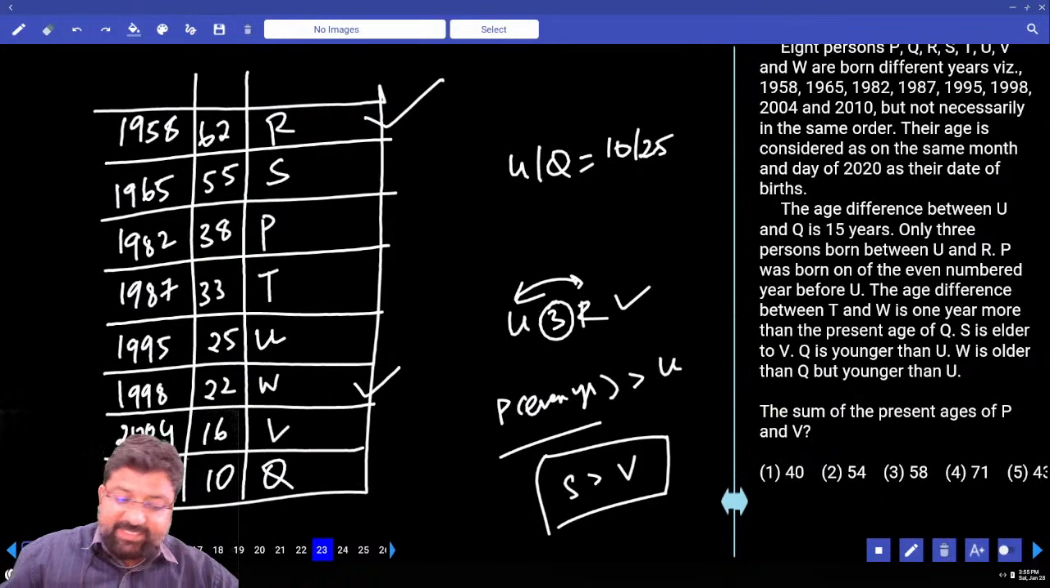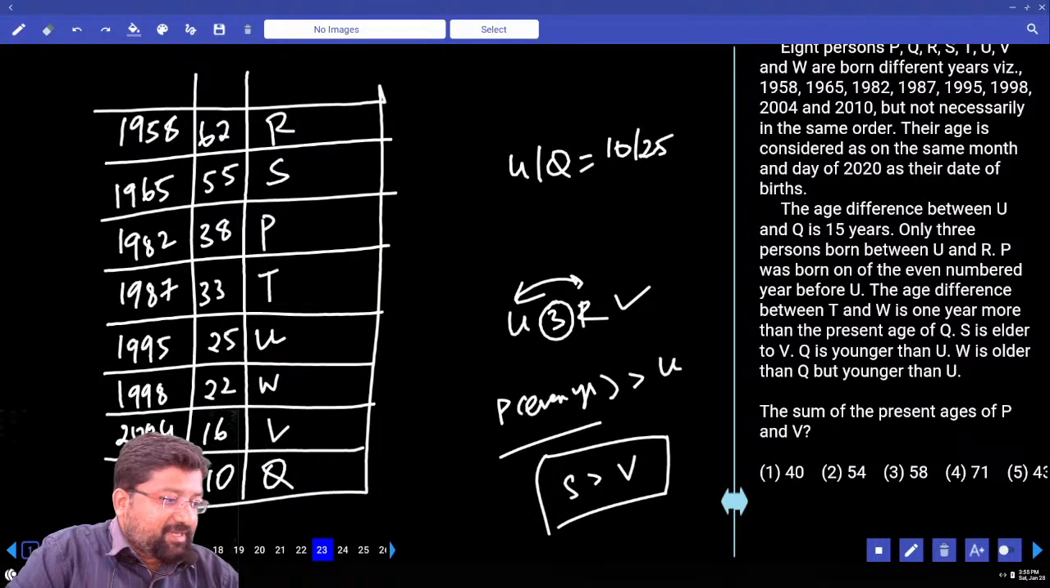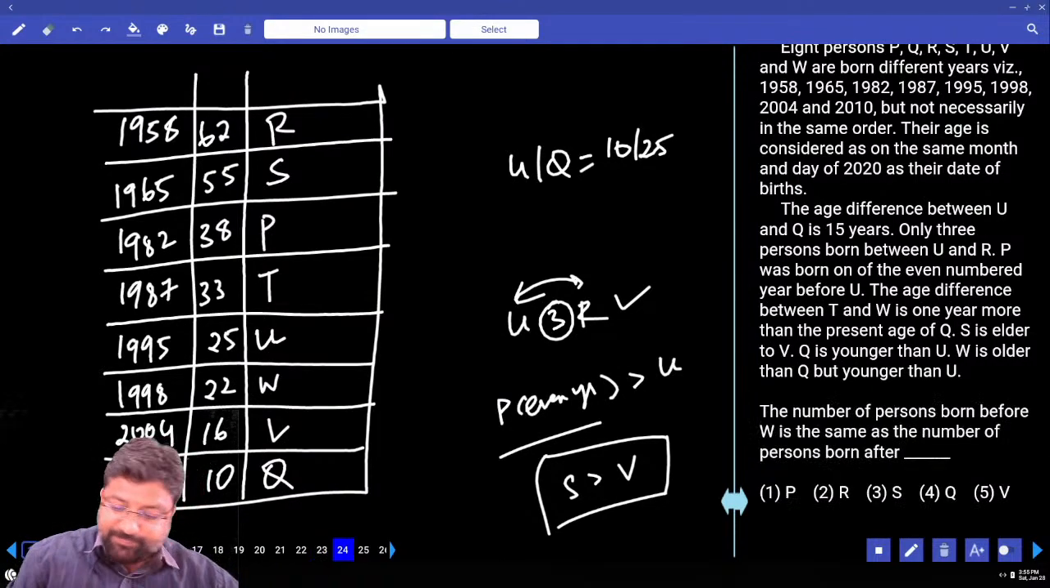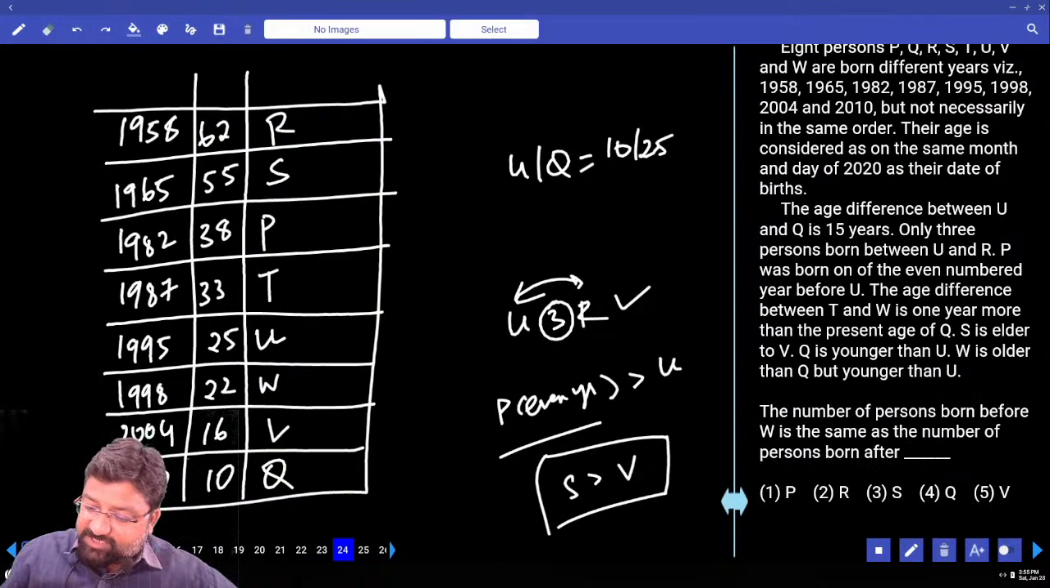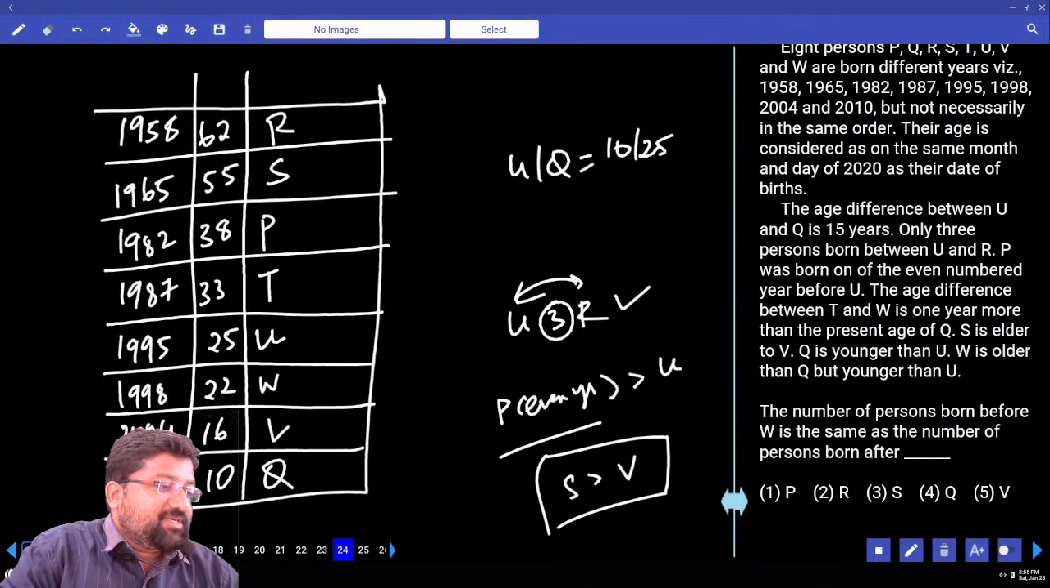The sum of the present ages of P and V. How much is P? 38. How much is V? 16. 38 plus 16, 54. The number of persons born before W is same as the number of persons born after. Where is W? Third from bottom. Who is third from top? P. What's your answer? P.